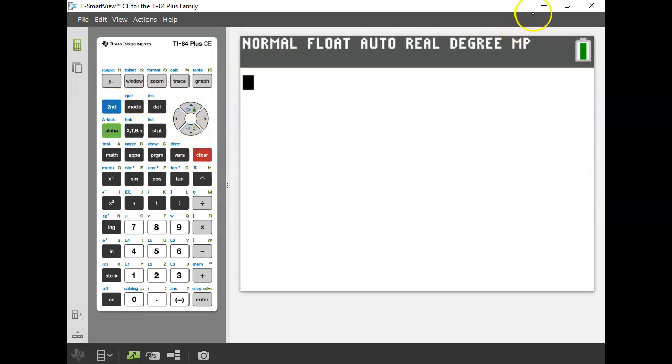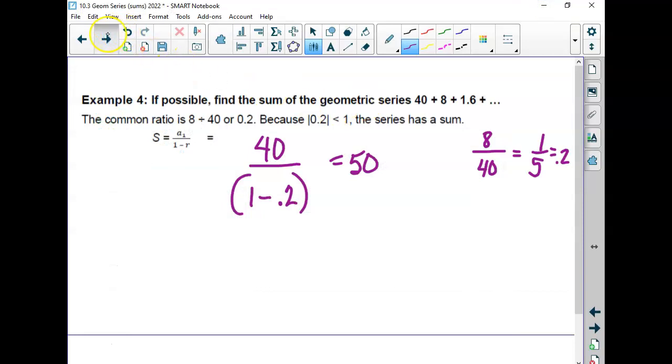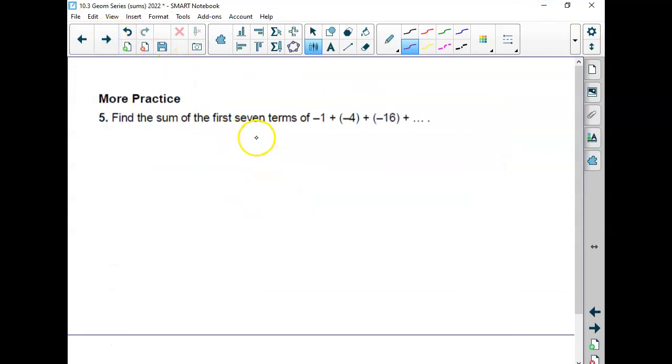It's not something I put on the quiz, just so you know. All right. The sum of the first 7. So we just need the first 7. So we're doing the sum through 7. What's the formula? What are they doing every time here?